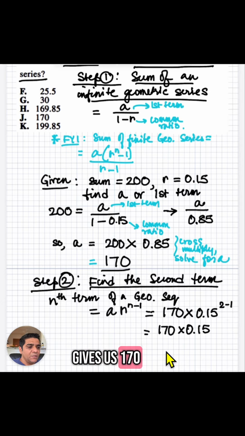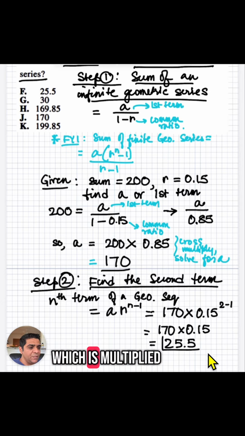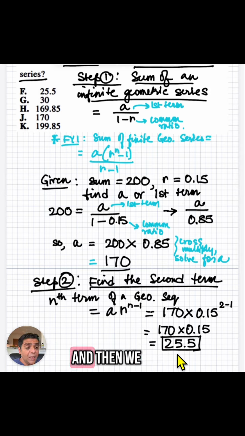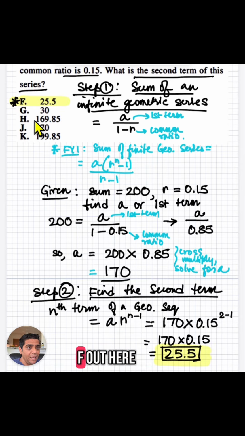So that just gives us 170 times 0.15, which is multiplying by the common ratio, and when we calculate that we get 25.5, which is choice F, so that is going to be our final answer.